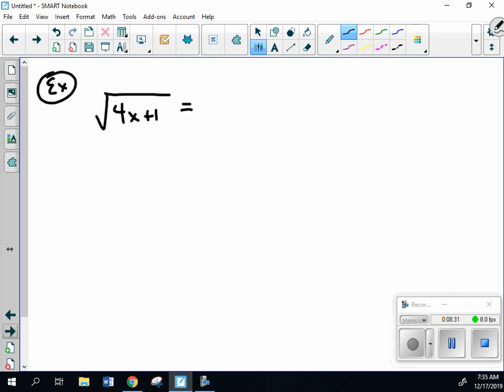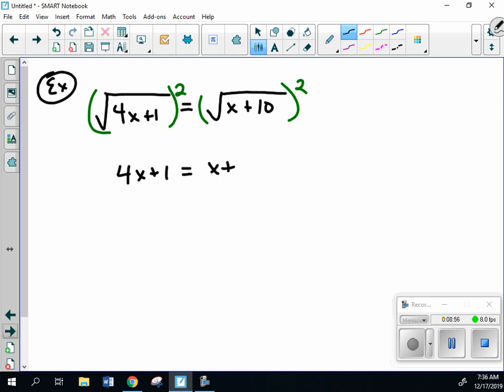Okay, so I know step 1 said to isolate your radical on one side. But here's the thing, since it's a square root with nothing else attached to it on both sides, you can go ahead and square it. When you do that, the squares cancel out the square root, so you're left with 4x plus 1 equals x plus 10. Well, now this is just an old algebra problem that we can do no problem.